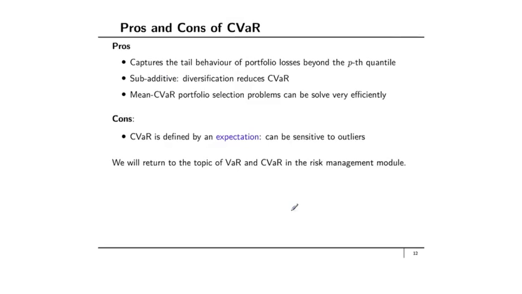What about conditional value at risk? It also captures tail behavior. It's subadditive, and therefore diversification actually reduces conditional value at risk. The mean conditional value at risk portfolio selection can be formulated and solved very efficiently, and more and more we are moving in this direction as opposed to mean variance. The bad part is that the conditional value at risk is defined in terms of an expectation, and therefore it can be very sensitive to outliers. We'll return to this topic again in the risk management module.